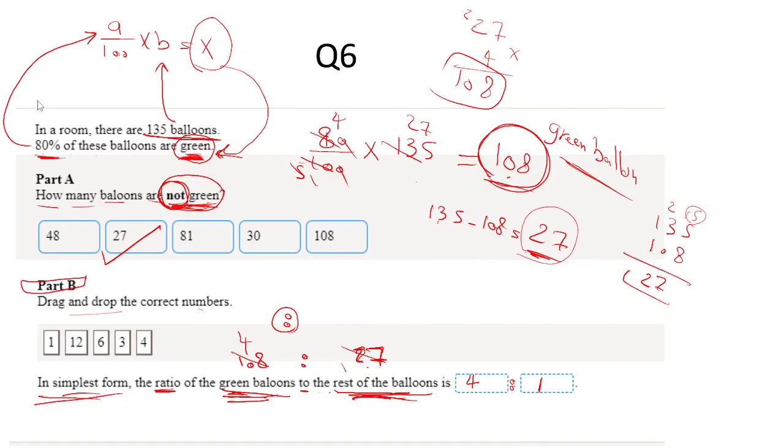Okay, so it will be 4 to 1. 4 first, because the green balloon was 108, and the other one is 27, so it will be 4 to 1. Okay, let's move to question number 7.